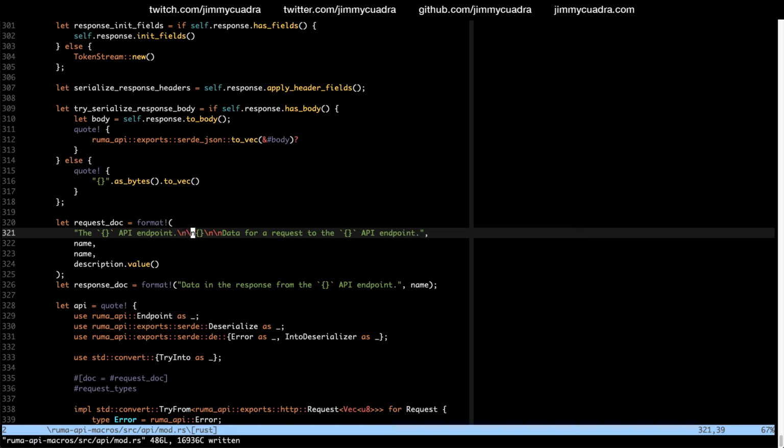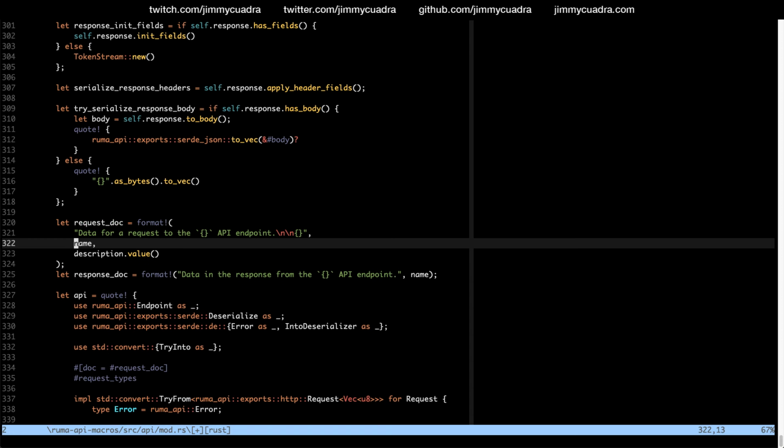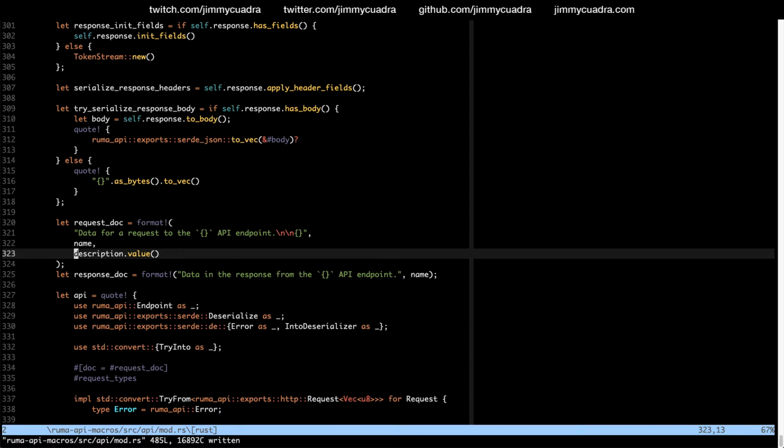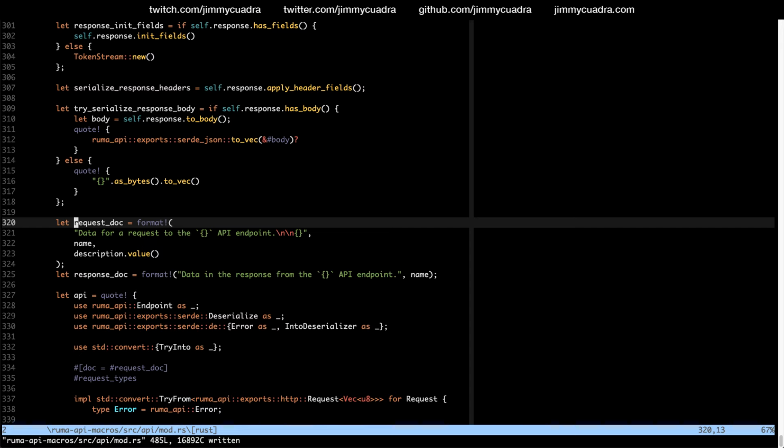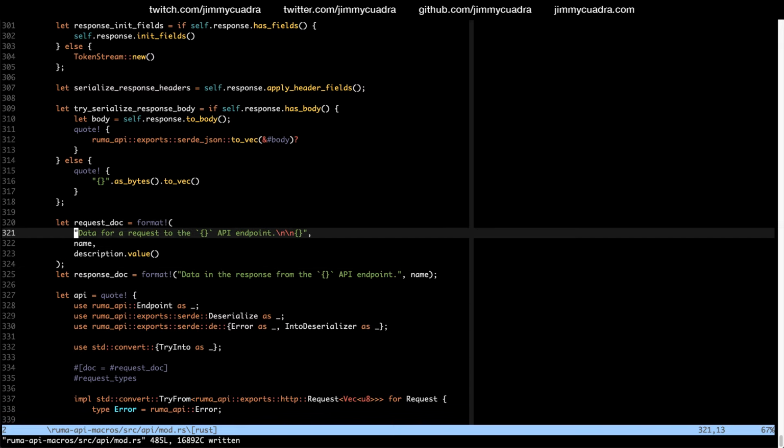Actually, maybe I can get rid of... I think I can put this description here. I don't need that first sentence anymore. Let's get rid of this and just start with this. So this is, sorry, this is the Rust documentation for the request type that I'm editing here.